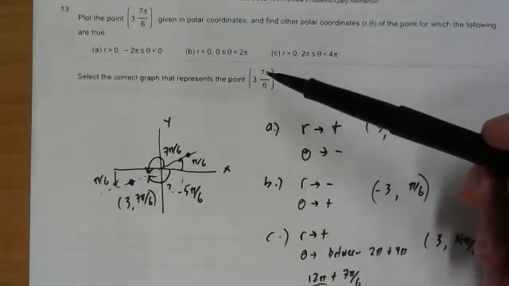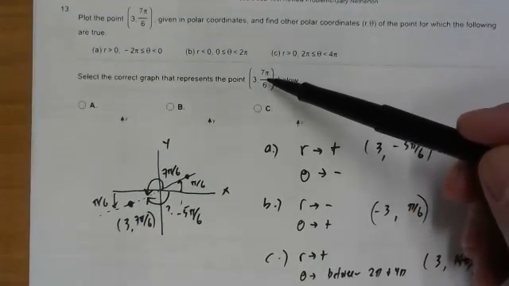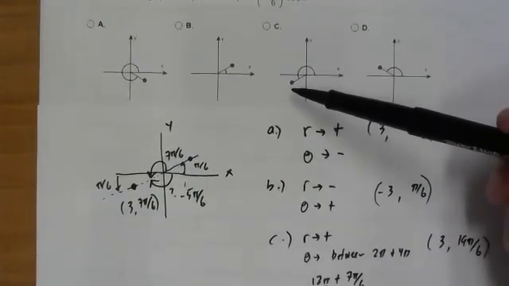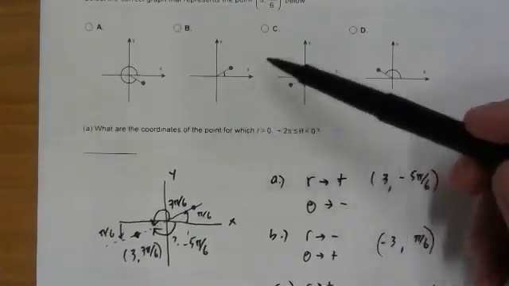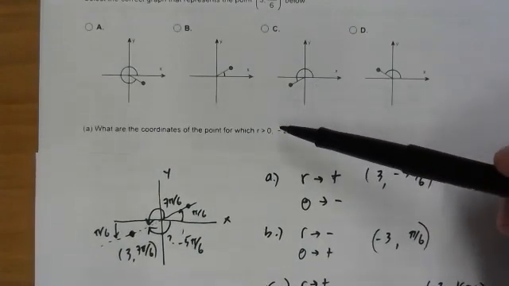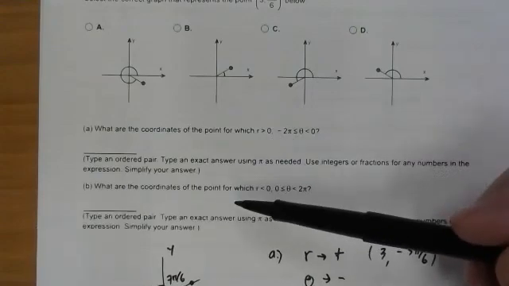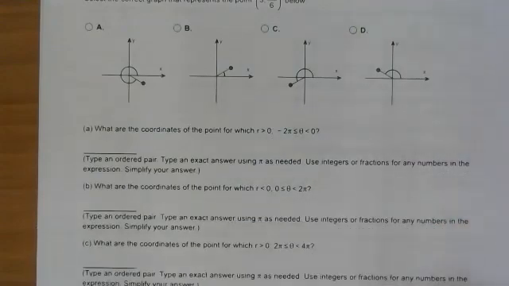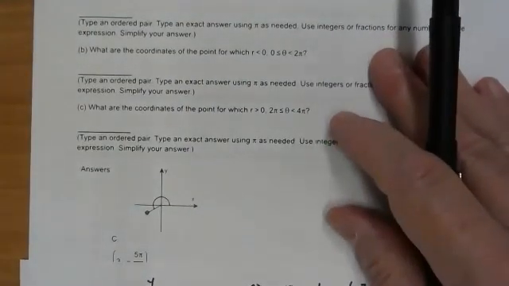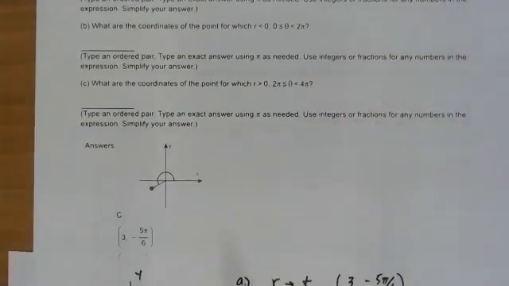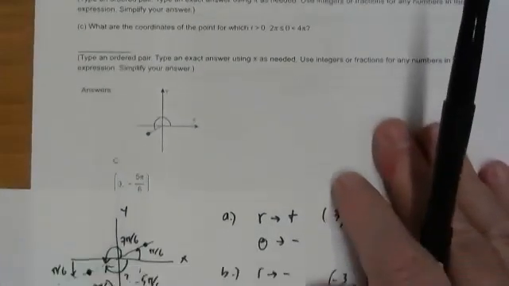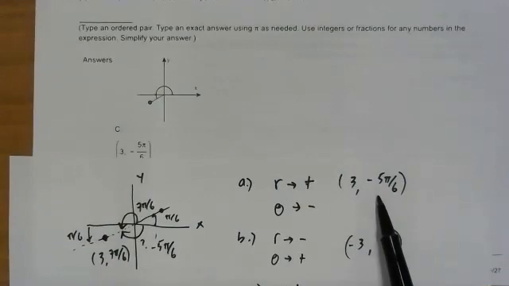Now let's confirm that I didn't make a mistake. The first part is just to graph this point, which should be down here, called C. Oh, the answers are way down at the bottom. Sorry. The answer is C. And then for part A, the answer is 3, negative 5 pi over 6, which matches up with what we found.